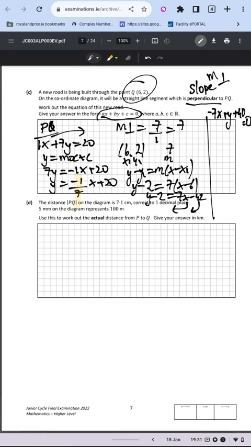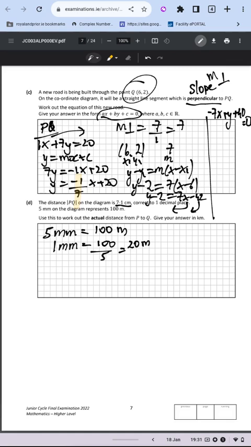Now, the next thing. The distance PQ in the diagram is 7.1 centimetres. 5 mil in the diagram represents 100 metres. Use this to work out the actual distance. So, I'm just going to write down the conversion there. 5 mil is equal to 100 metres. Always good to bring it back to 1. 1 millimetre is 100 over 5, which is 20 metres.